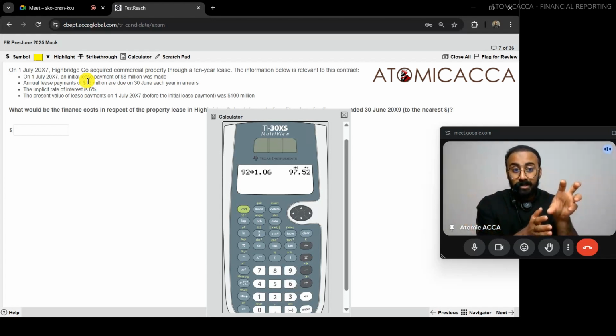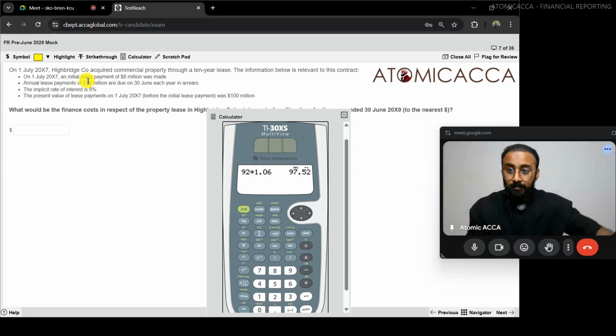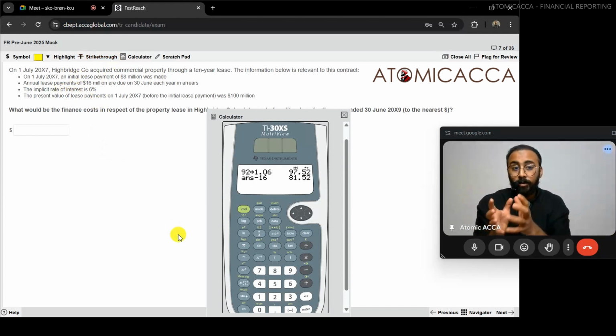Now what happens at the end? You will pay the lease rental of the first year, that is 16 million. That is over here, 16 million is paid. So 97.52 minus 16 million is equal to 81.52 million.